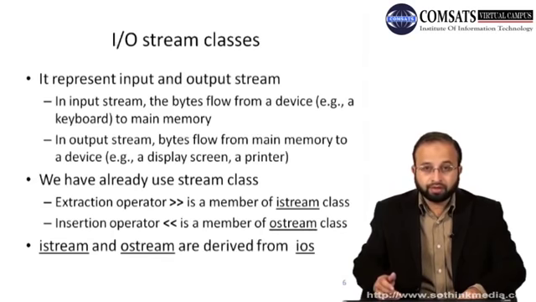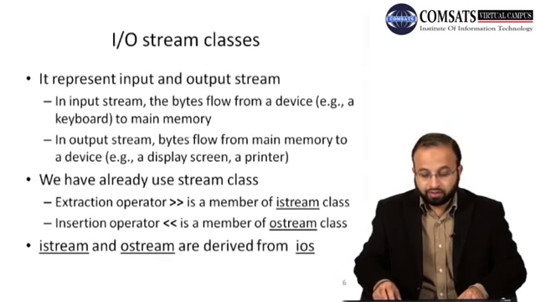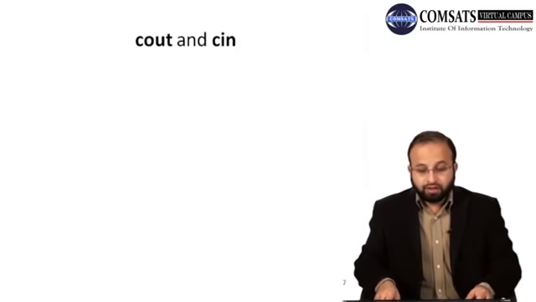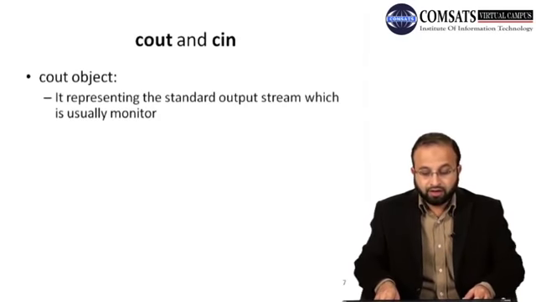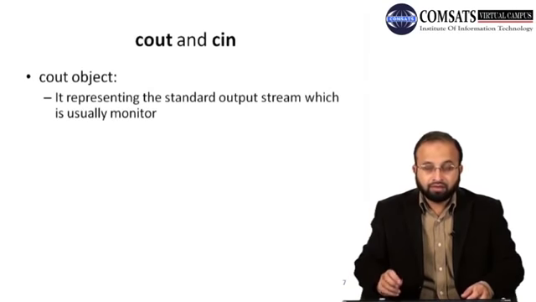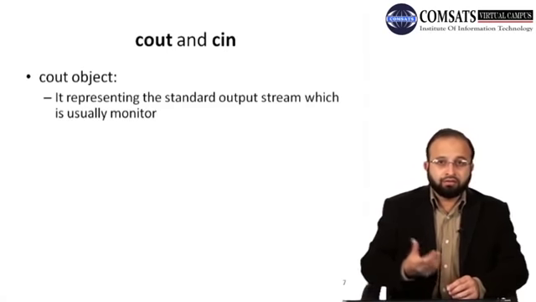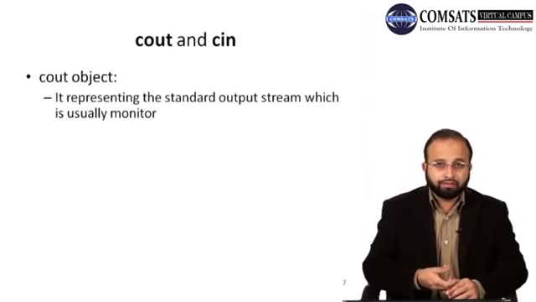So we can use these operators with the object of that class, and the object of the istream class is cin and the ostream class is cout. Now, cin and cout. The cout object represents the standard output stream, which is usually the monitor. That means everything we pass on to the ostream using the cout object, we insert the value of a variable or a string.